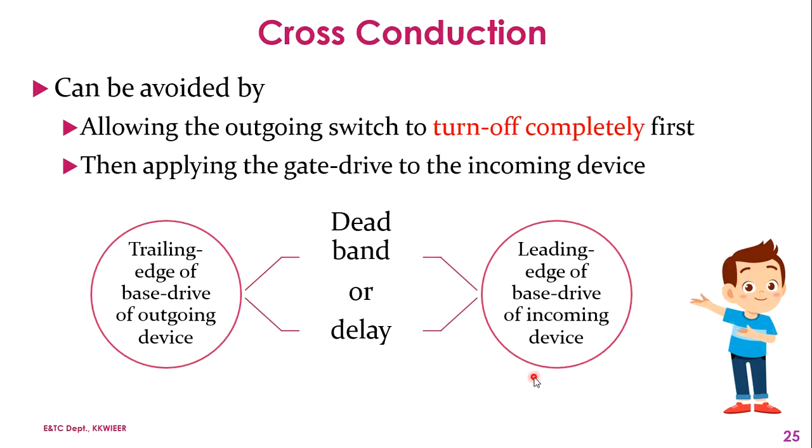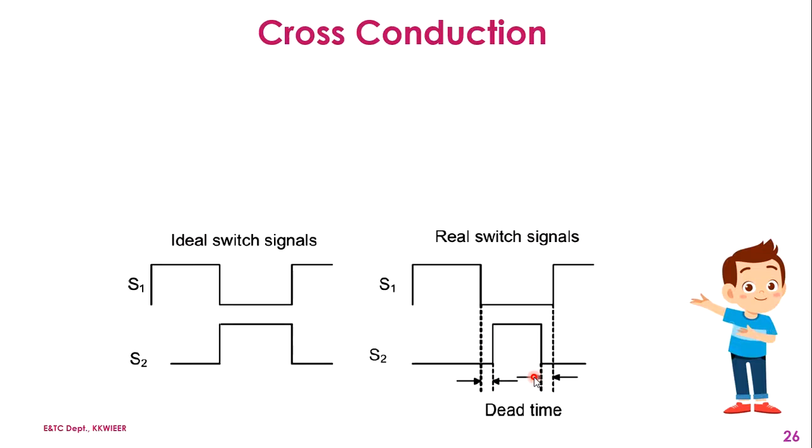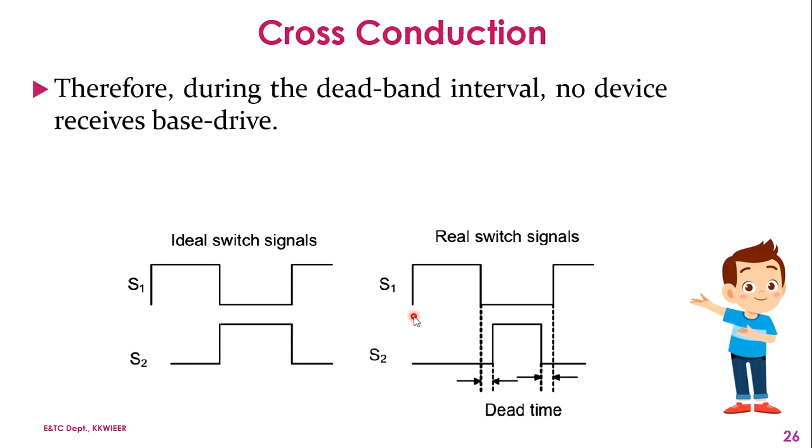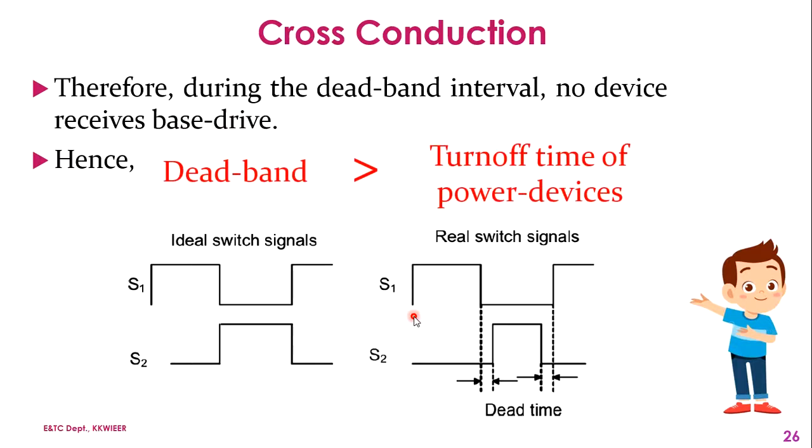So I will show you with the waveforms. Here you can see the S1 and S2 switches. Introducing the dead time or delay between these two will avoid the cross conduction. During the dead band interval, no device receives the base drive. Hence, the dead band should be greater than the turn-off time of a power device. In this way, we can avoid the cross conduction that happens in the inverter.